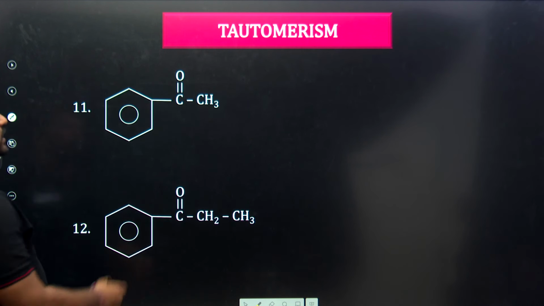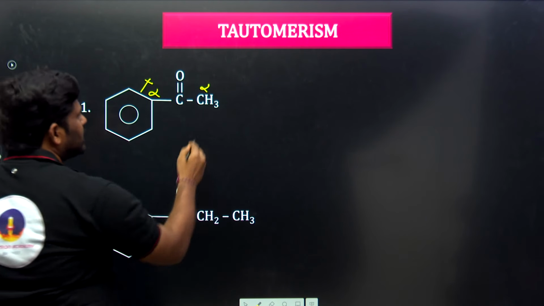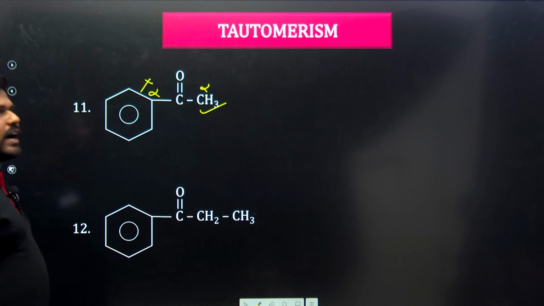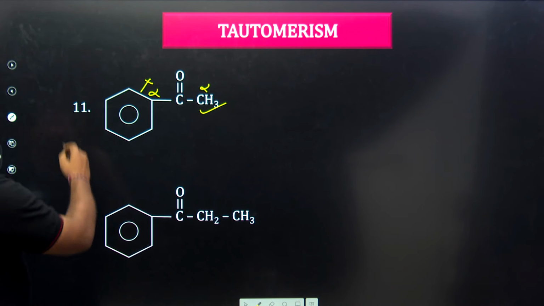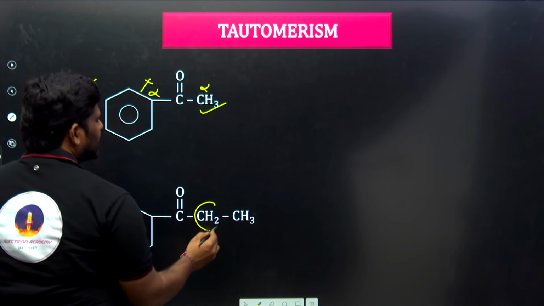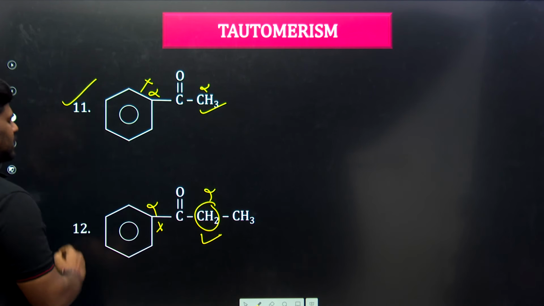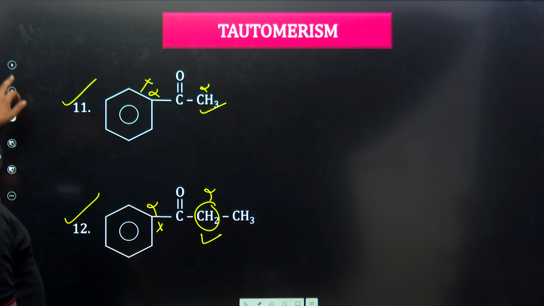Next, a ring compound. This is the alpha position. Here there is no alpha hydrogen, but here alpha hydrogen is there. So alpha hydrogen is present, and tautomerism is also present in this. Next example. Here this is alpha. Here not there, here there. Alpha hydrogen there means it will show tautomerism.